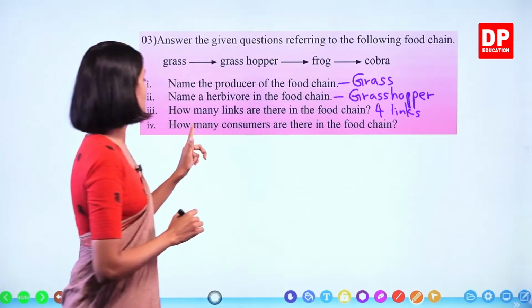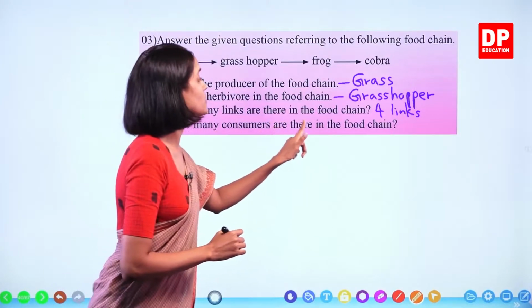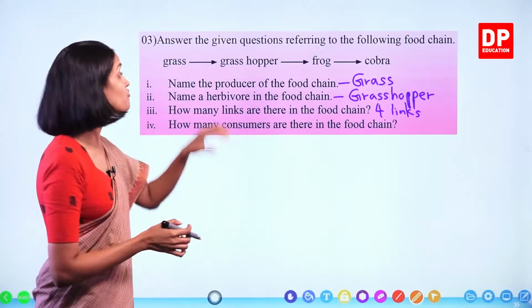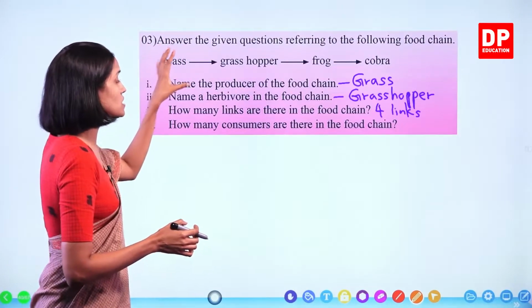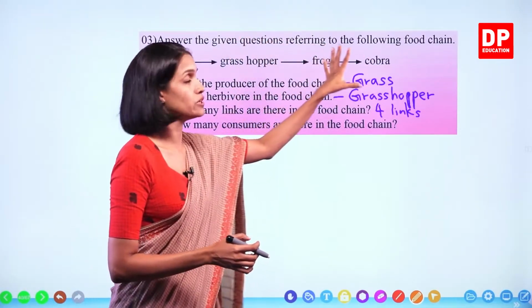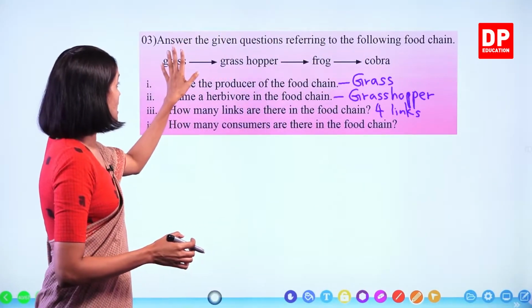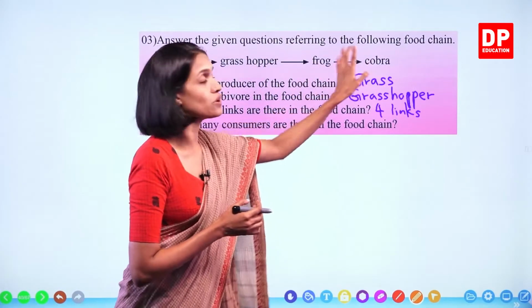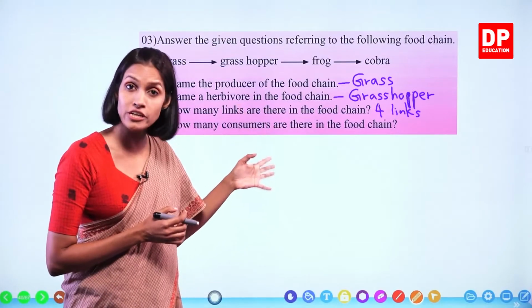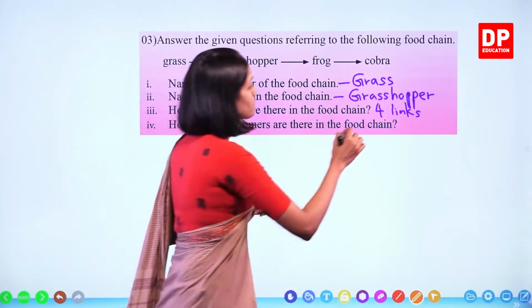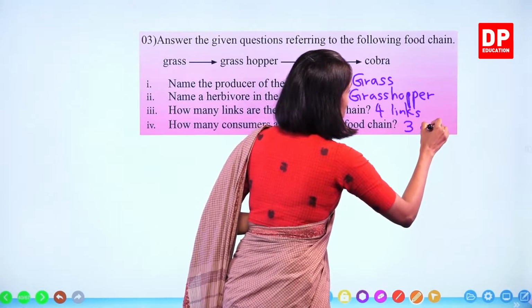And finally, how many consumers are there in the food chain? Now you all know that the first link is known as the producer. All the other links are known as the consumers. So grass is the producer, and grasshopper, frog and the cobra are the consumers. How many consumers, children? 3 consumers, right? 3 consumers.